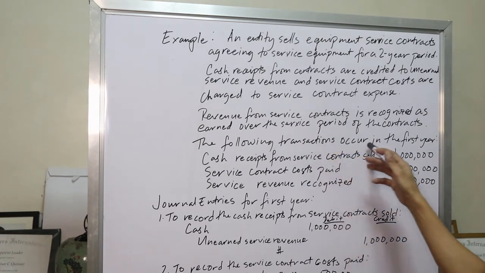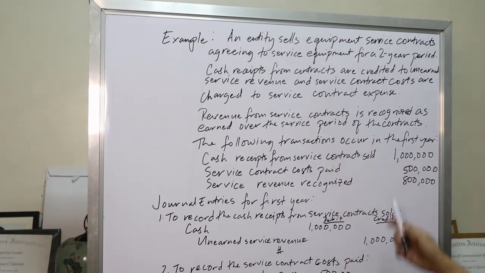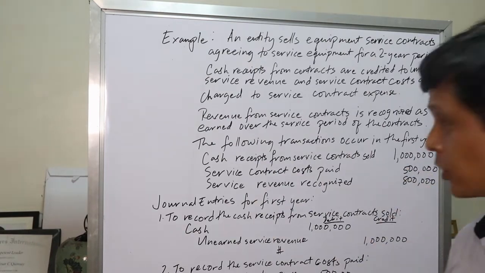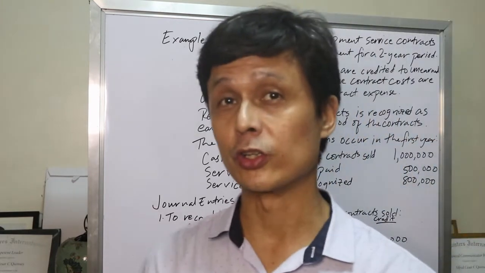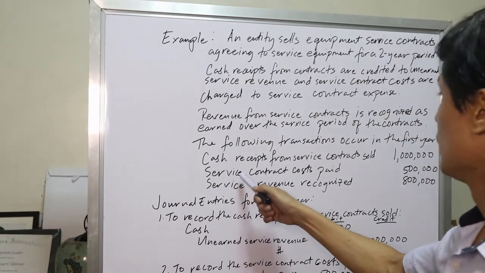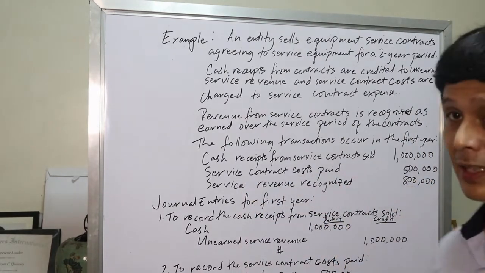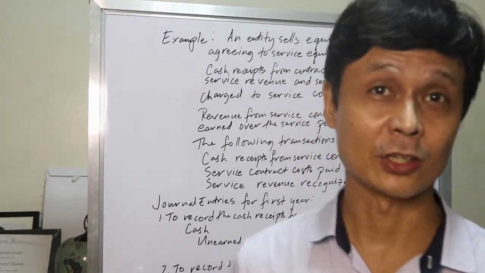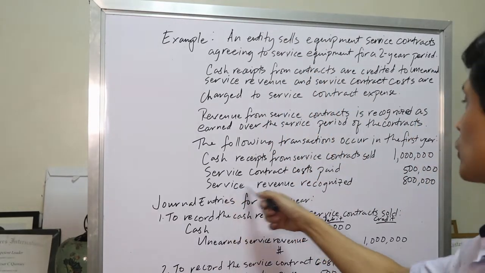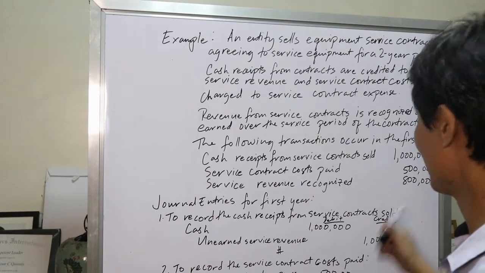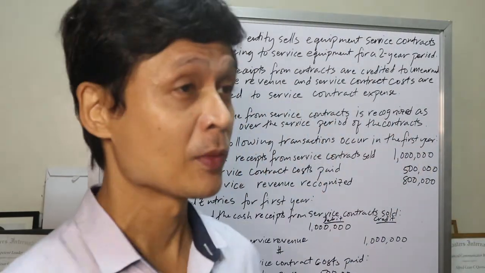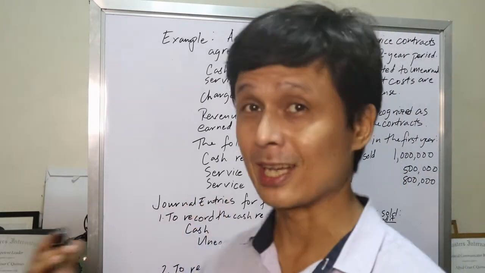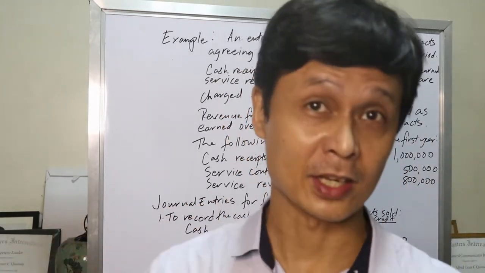These are the following transactions that occur in the first year. Cash receipts from service contracts sold, that's 1 million. It's not yet earned, but they have already received it. Service contract cost paid, 500,000. These are their expenses, so we will recognize this during the first year. Service revenue recognized is 800,000. This is where they have already performed their service, that's why they can recognize that in the amount of 800,000.